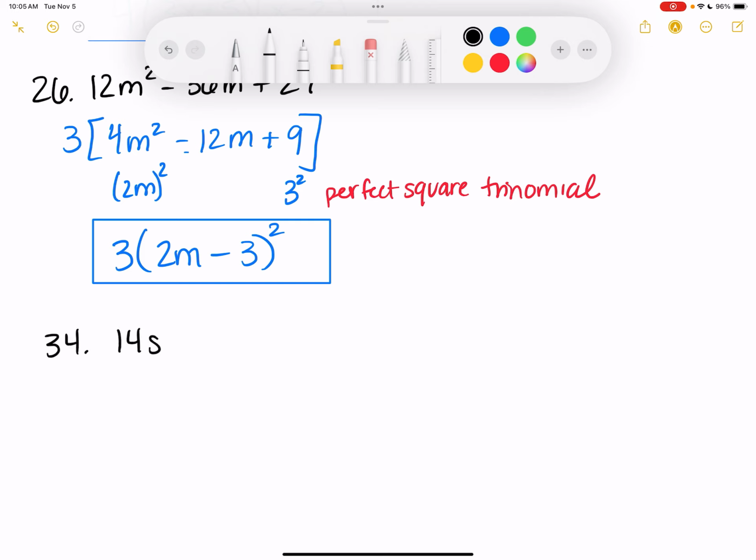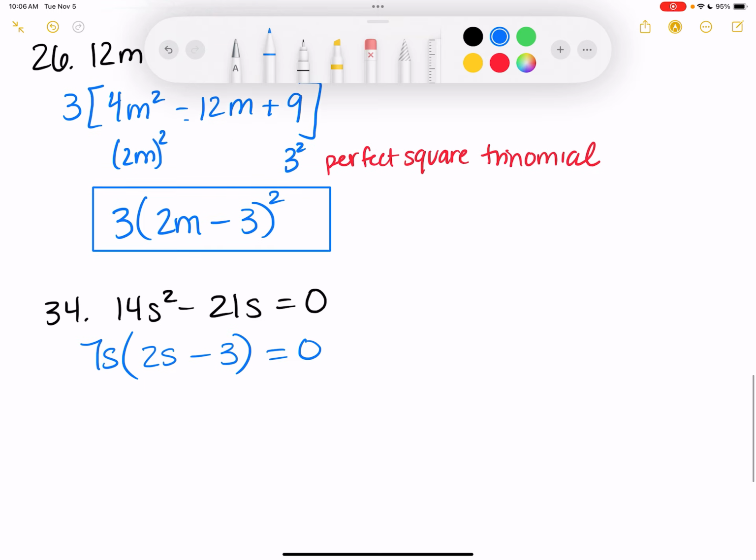34. 14s squared minus 21s equals 0. So this is kind of like the problem that y'all were asking about a little bit ago when you were doing your homework. I need to first factor out the common factor. So what would that be? 7s. And what does that leave me with? 2s minus 3.